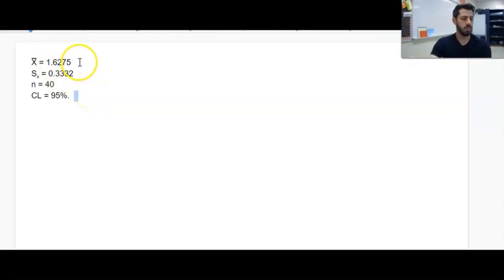The sample mean was 1.6275. Sample standard deviation was 0.3332. Sample size was 40. Confidence level was 95%. And we're trying to find a confidence interval for the population mean.